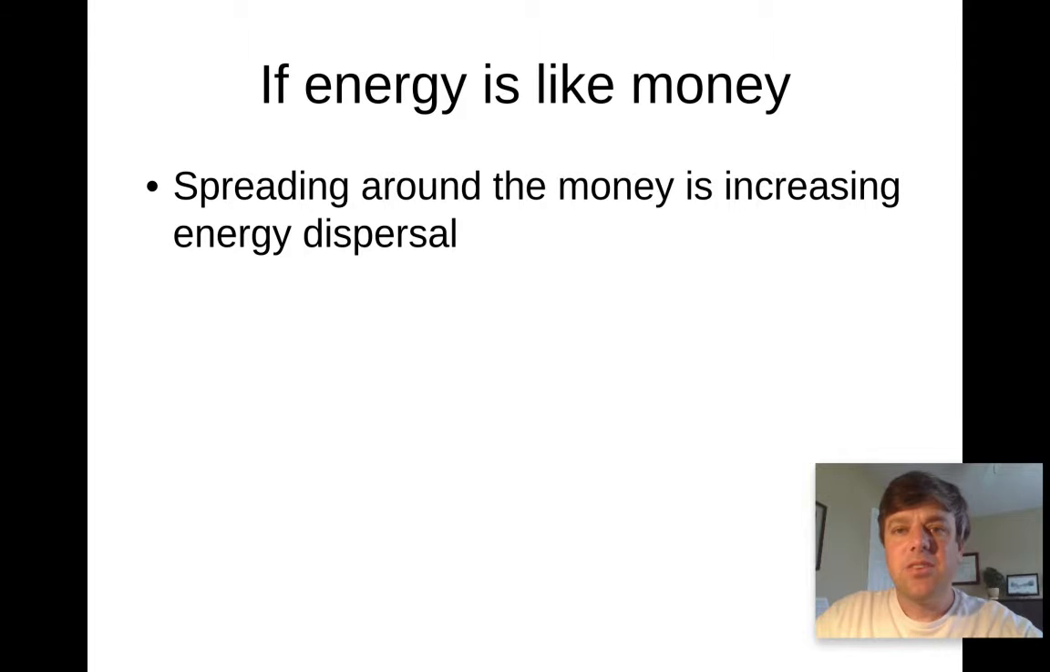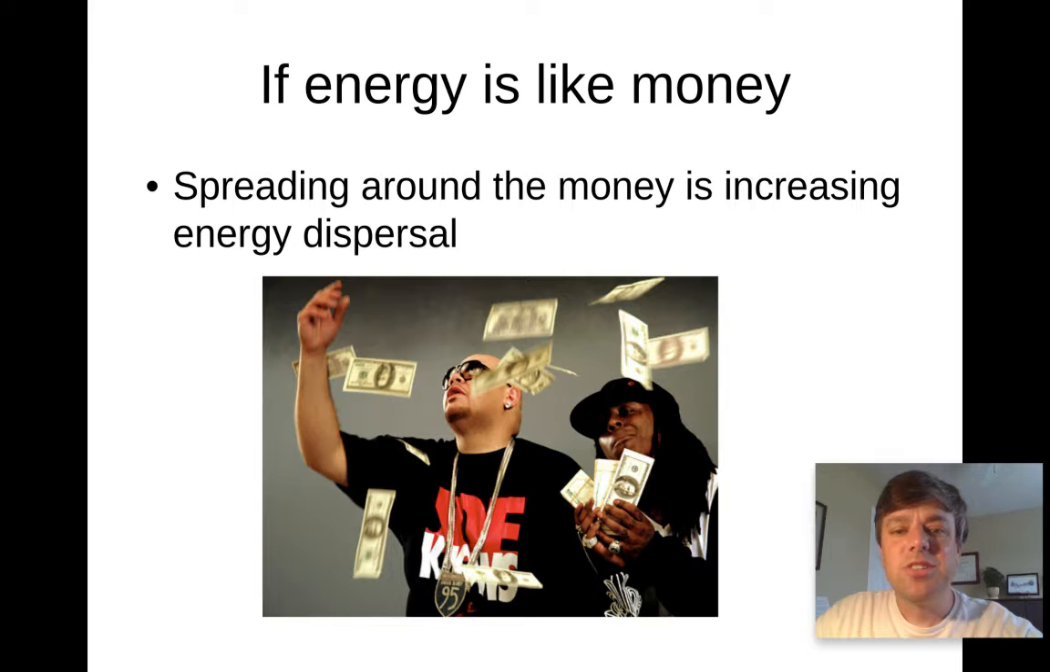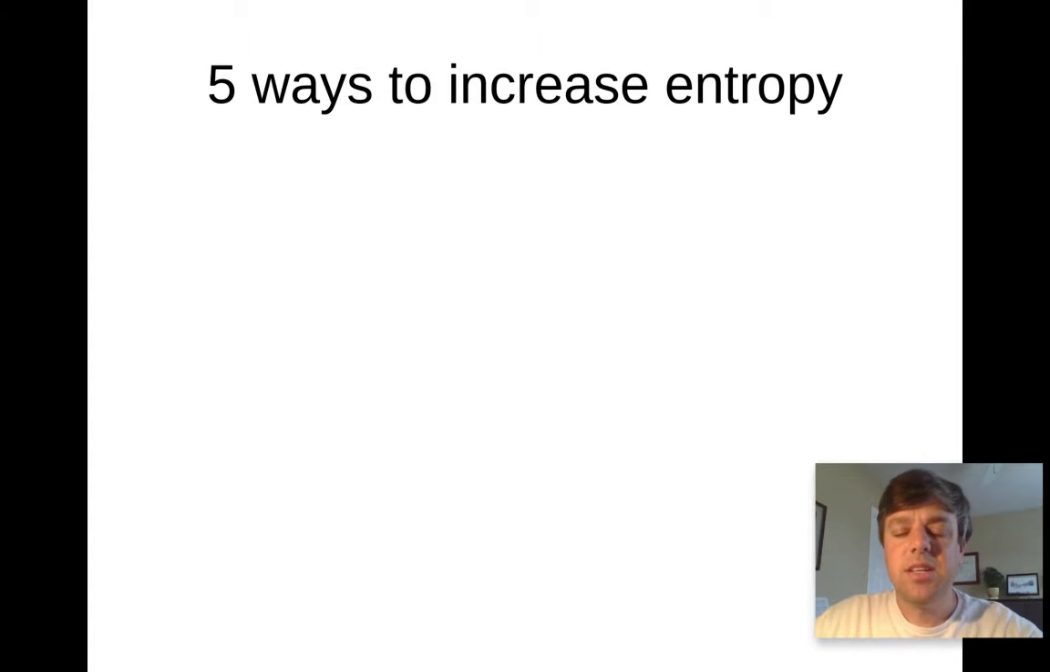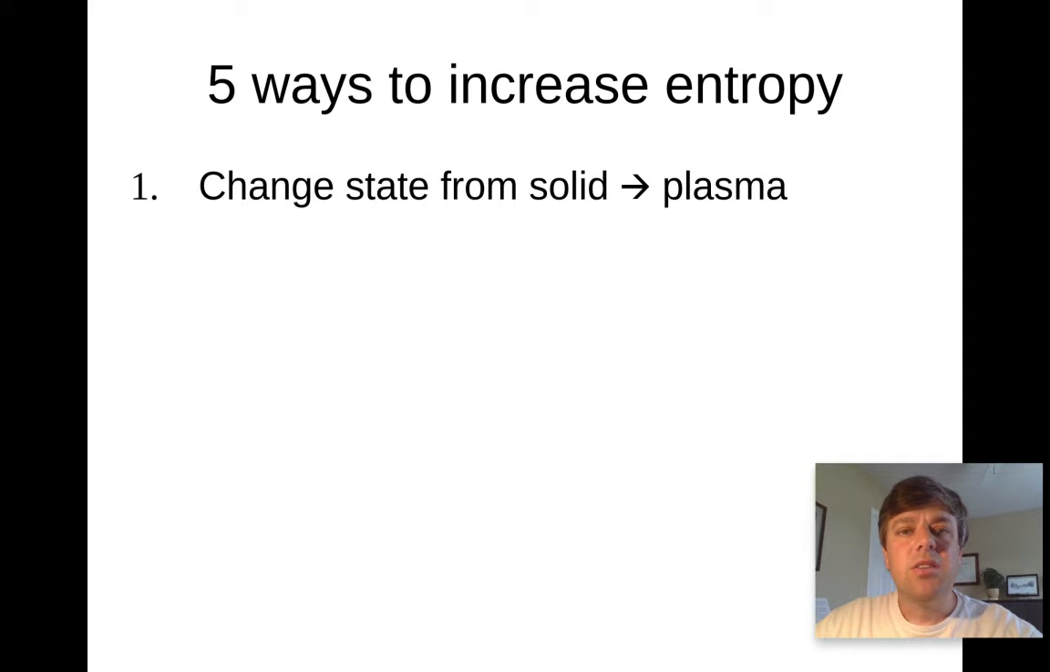Just to look at it this way, if energy is like money, spreading around the money is increasing energy dispersal. So the more you spread energy around, entropy goes up. Now, generally speaking, there are 5 ways that entropy can be increased. The first is you change state, going from solid to liquid, or liquid to gas, or gas to plasma, or solid to gas, or liquid directly to plasma. Anytime you're moving from the more confined states of matter to the more dispersed states of matter, entropy increases.